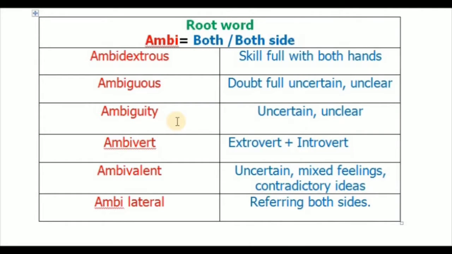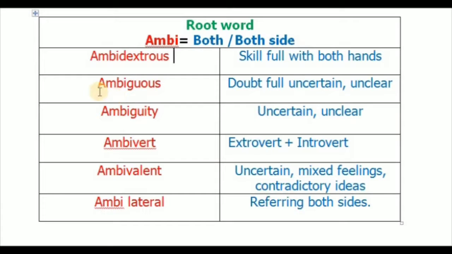We took 6 examples for the root word ambi. First one is ambidextrous. Ambi means both, and dextrous means skillful. The meaning of ambidextrous is skillful with both hands. One who can use both of his limbs at one time is called ambidextrous. For example, Boman Irani in the movie Three Idiots was ambidextrous.